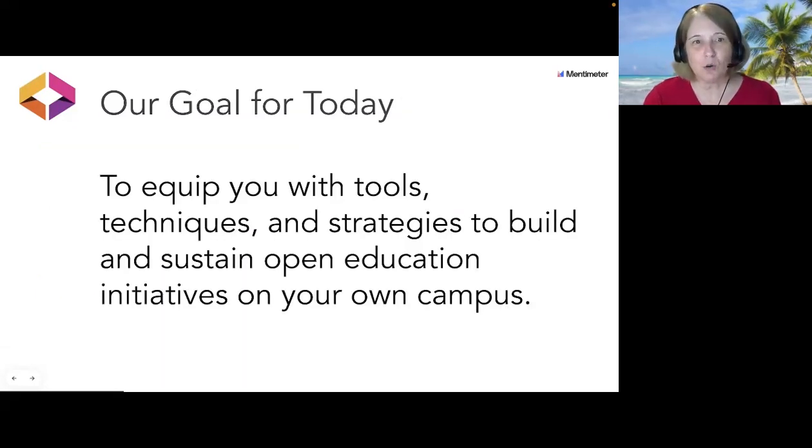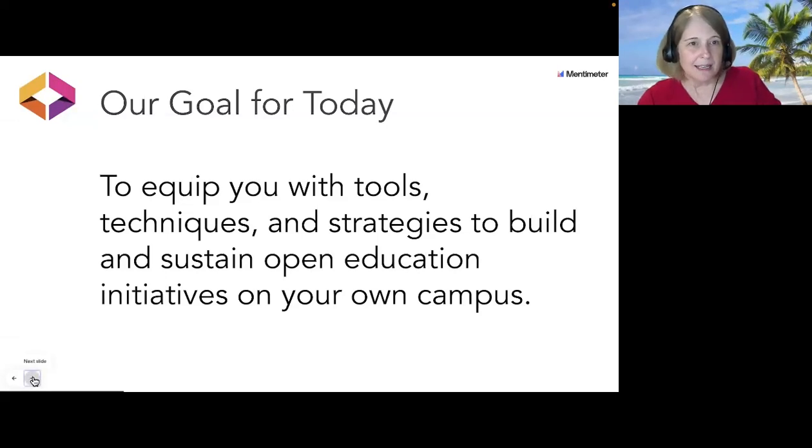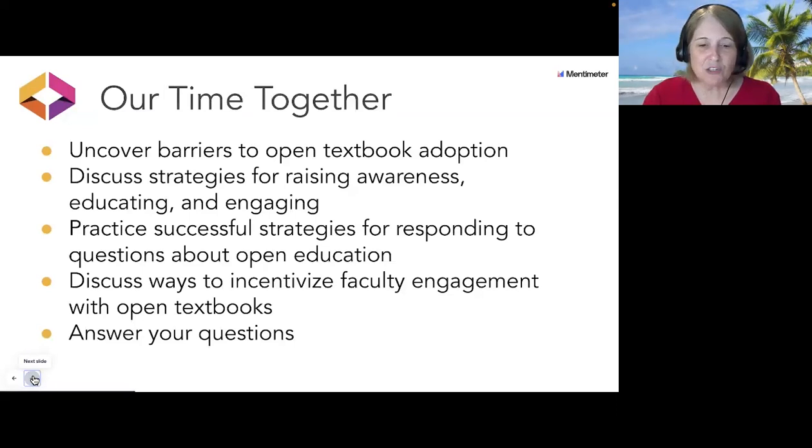So overall, our goal today is to equip you with tools, techniques, and strategies to build and sustain open education initiatives at your own institution or on your own campus. Next slide, please. During our time together, we'll be uncovering barriers to open textbook adoption, talking about strategies for raising awareness, educating, and engaging, practicing successful strategies for responding to those tough questions about open education, discussing ways to incentivize faculty engagement with open textbooks, and answering your questions.